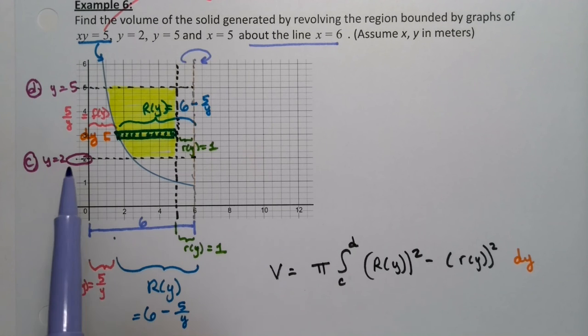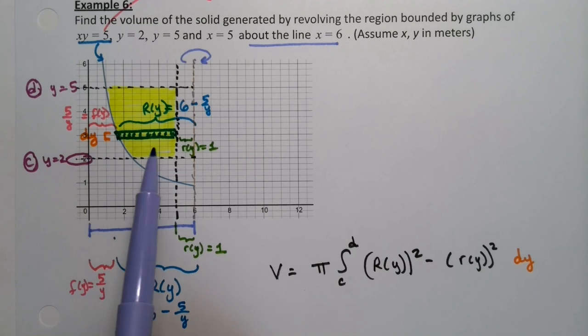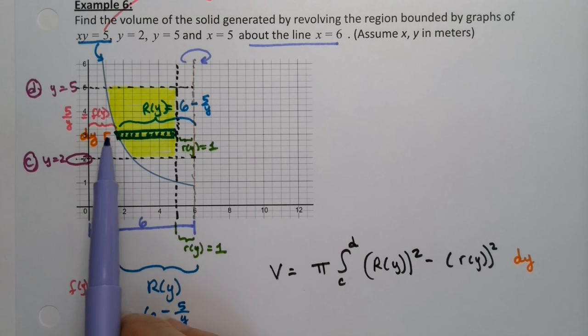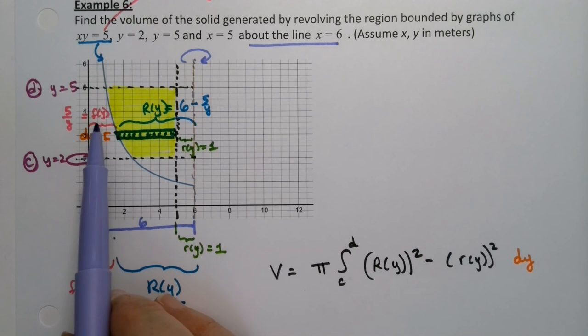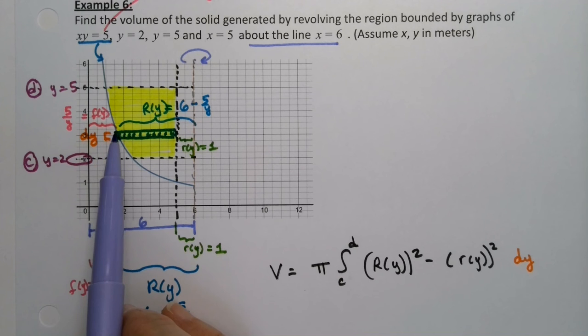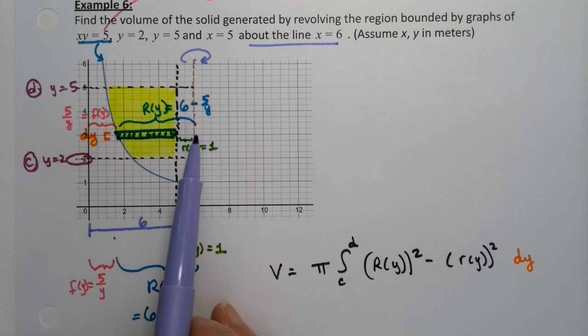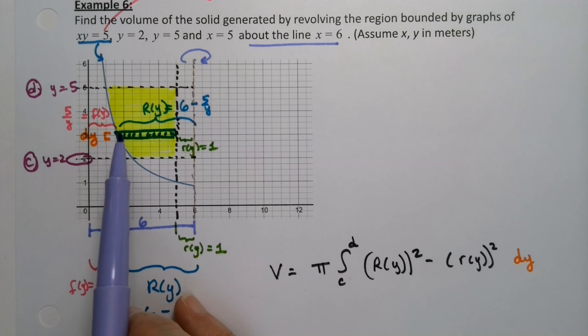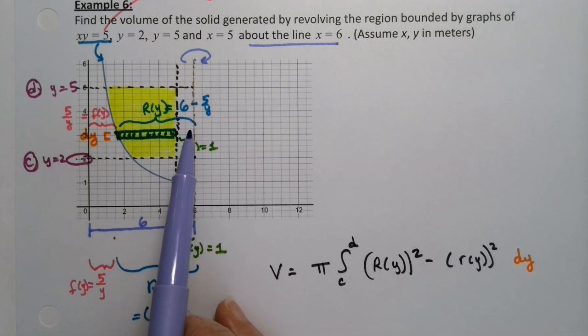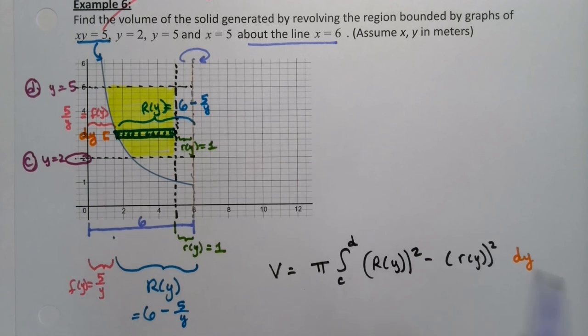Okay, one more time. The distance from the y-axis out to the axis of rotation is 6. So that's 6. Take away this bit over here. So I want to take away this little part over here. That's taking away 5 over y. So 6, take away 5 over y will get me this distance right here. And then 6 minus 5 over y, take away the 1, will get me what I'm looking for.